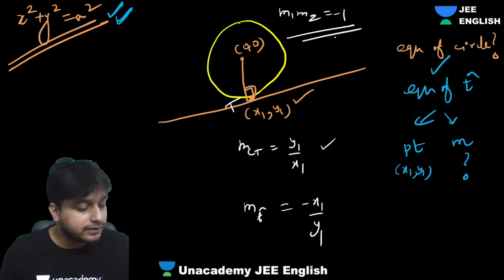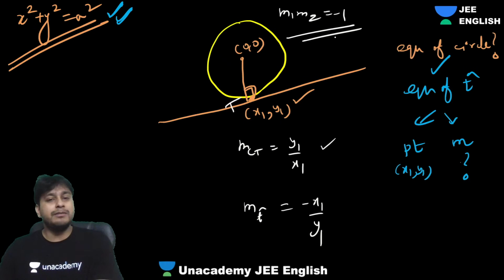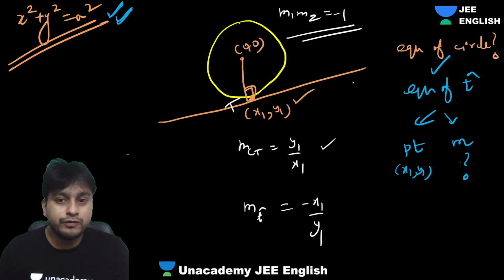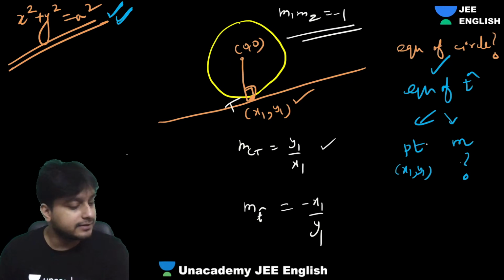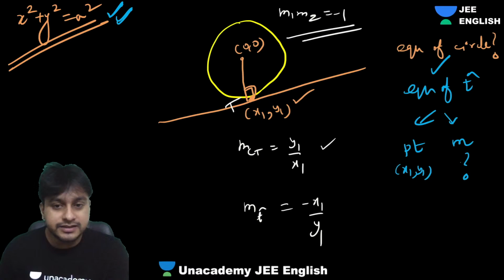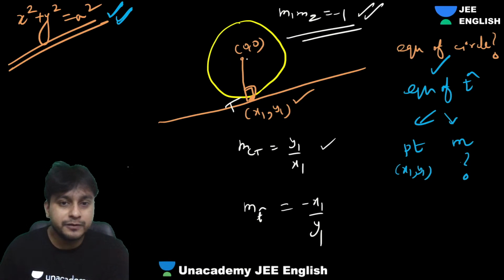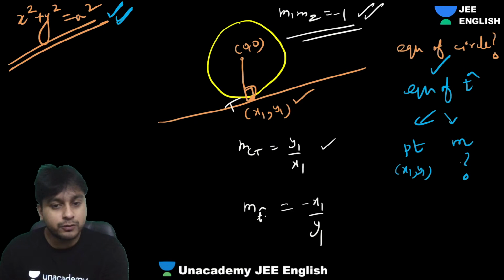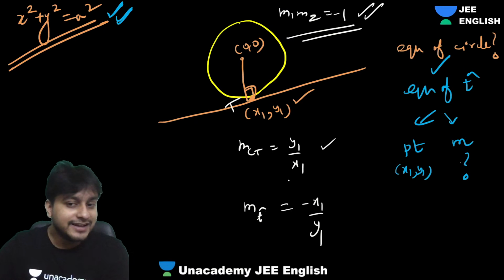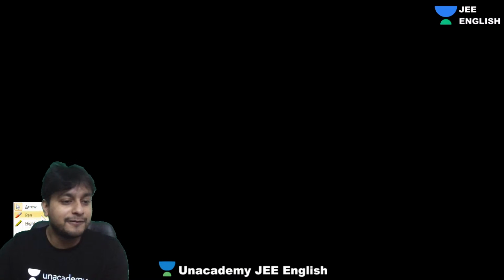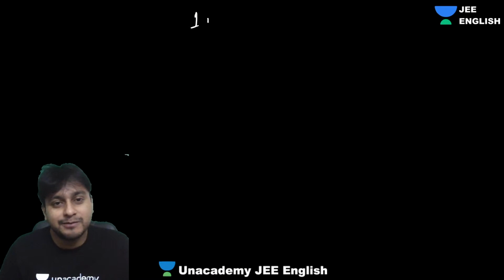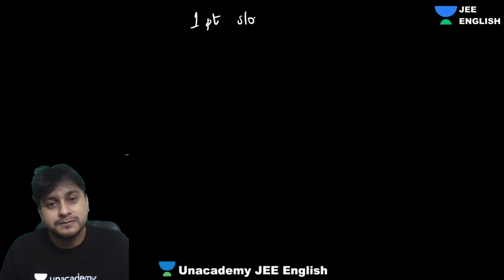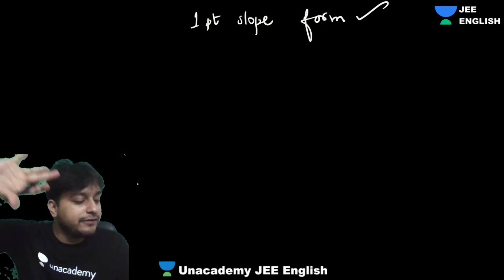Tell me everyone. No, then that will be lengthy. We need the slope and the point, that's it. Can't we just use the slope from here? We already know the slope, and that is x1 y1. So the slope of the tangent will be minus x1 by y1. Now can I use the one point slope form? Simple. Right, everyone? I'm just giving you the logic.